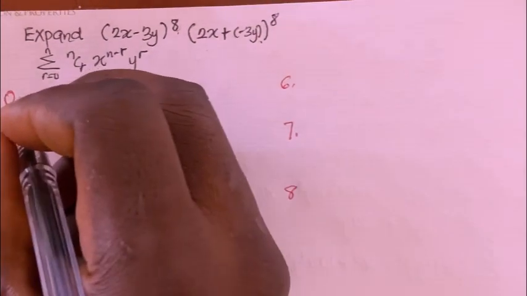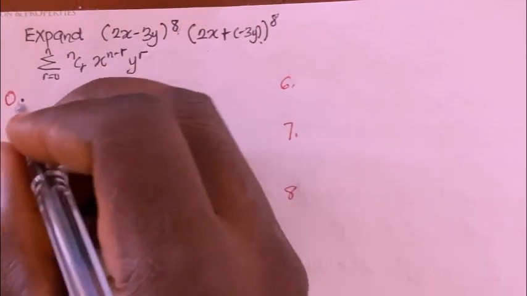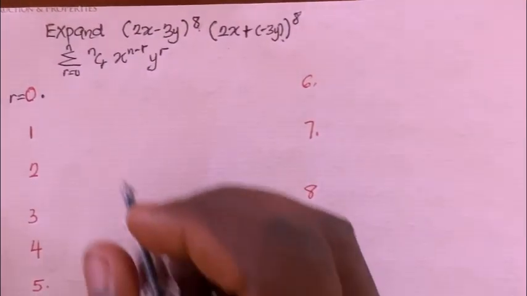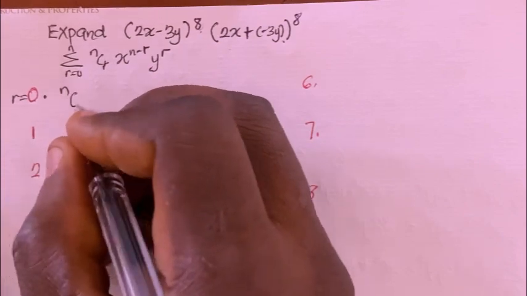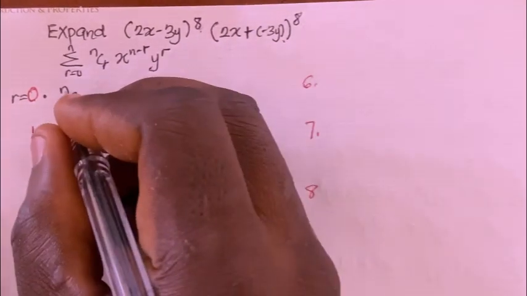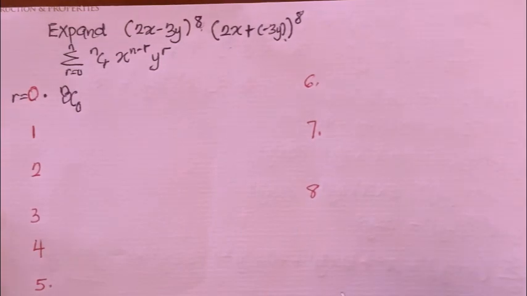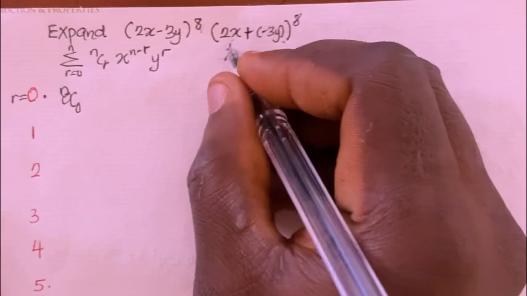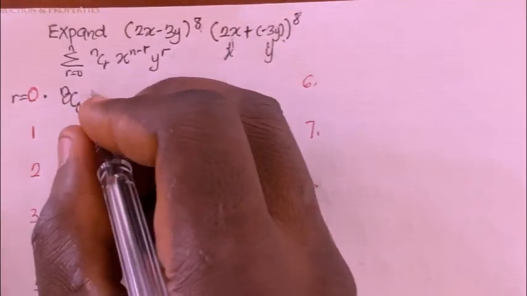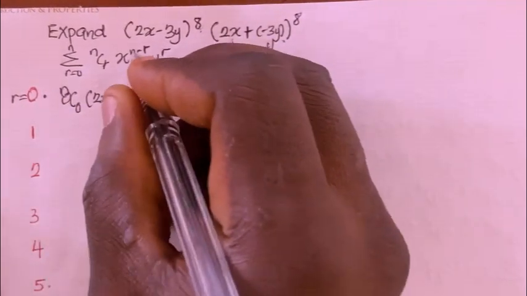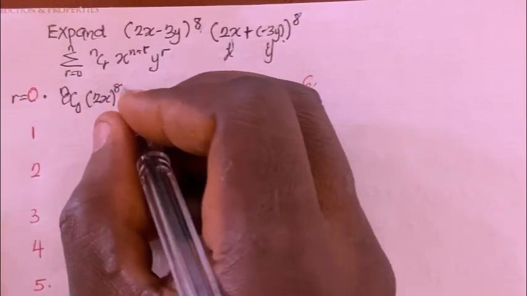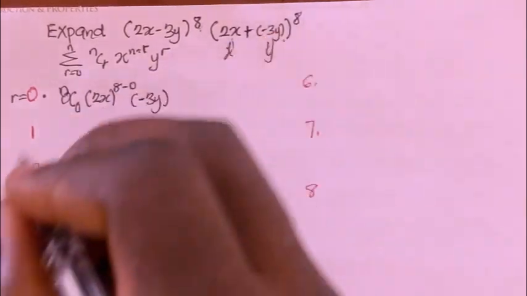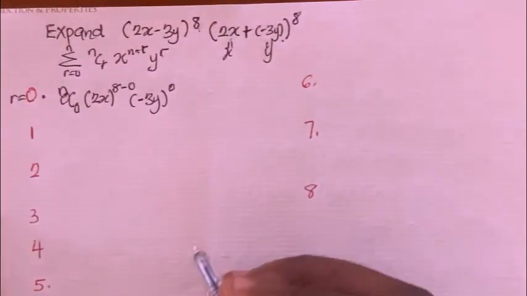So the first term here is going to be n combination r, at r equals 0. In this case n is 8, so I'm going to have 8 combination 0. Here x is 2x and y is minus 3y. So I have 2x raised to the power of n minus r, that's 8 minus 0, then minus 3y all to the power of 0, because r equals 0. That's for the first term.